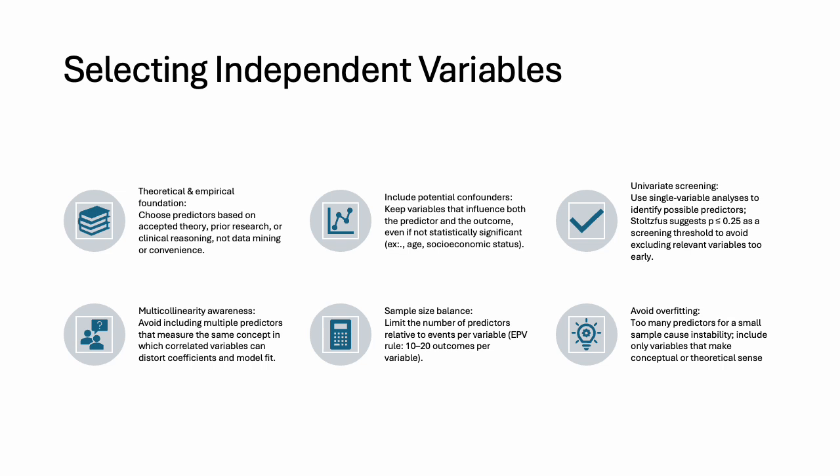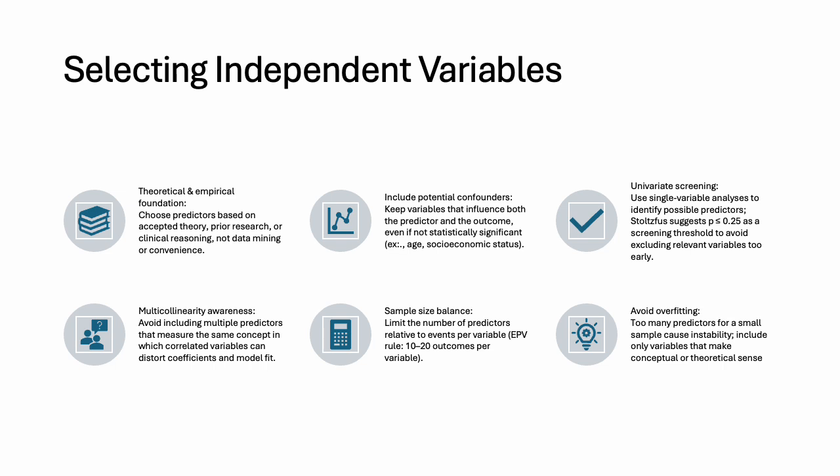So Stoltzfus recommends using a slightly higher p cutoff around 0.25, so we don't accidentally exclude predictors that might become unimportant once combined with others. It's more cautious. Another key point is multicollinearity awareness, which is avoiding predictors that are closely related to each other. So, for example, both BMI and height.